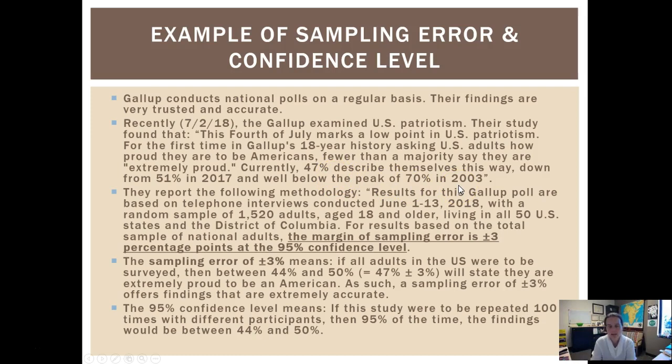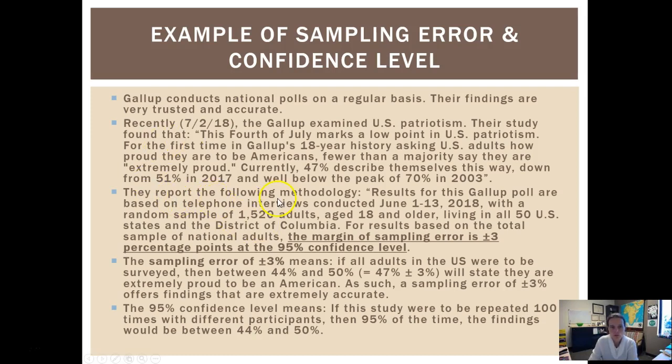So again, what they found in this study, and the study had 1,520 adults in it, so they surveyed this many adults in the United States, and among that sample, which is nationally representative, they found that 47% currently, or at that time, described themselves as extremely proud of being an American. In 2017, it was 51% that said that they were extremely proud, and in 2003, it was 70% that said they were extremely proud to be an American. Also, if you look up this report, the link is provided in the PowerPoint in the footnotes.